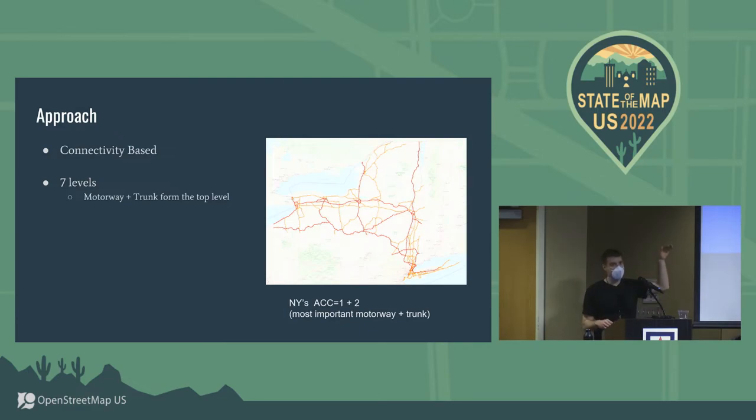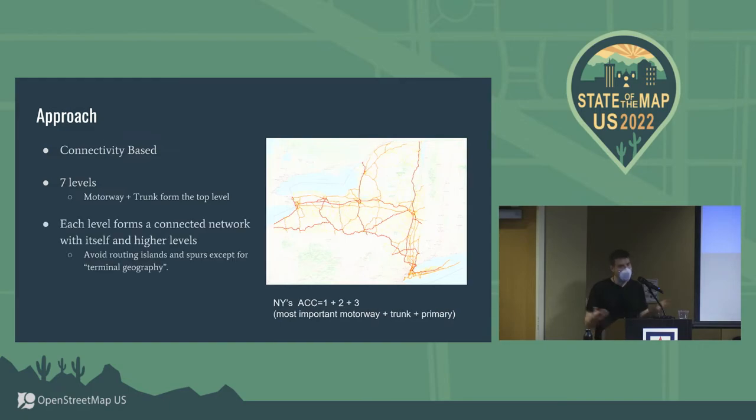So those two form this top network. And as you can see over the top of New York State, there are not many people, so there's not much traffic, but there is still an important highway connection there. And so as we go down the hierarchy from that top motorway and trunk level, each additional level of the network is still going to be a connected network with itself, trying to avoid routing islands or spurs, except in cases where there's terminal geography, like a blind valley going up in the mountains to a town in the mountains, or a peninsula where geography really dictates how roads appear.